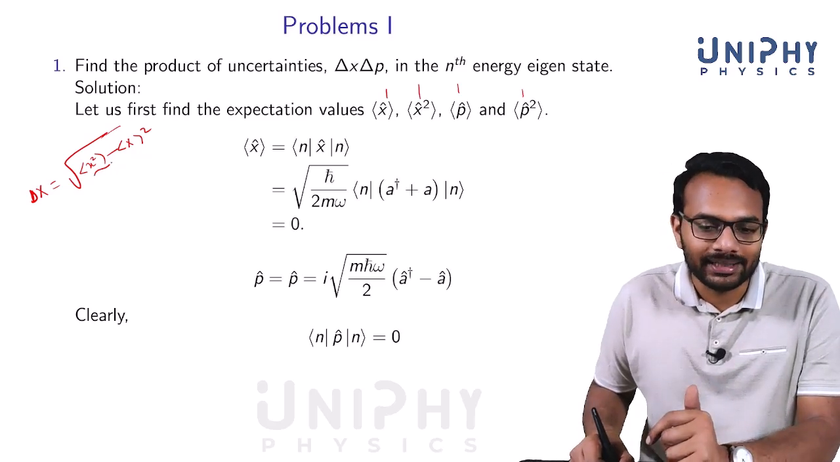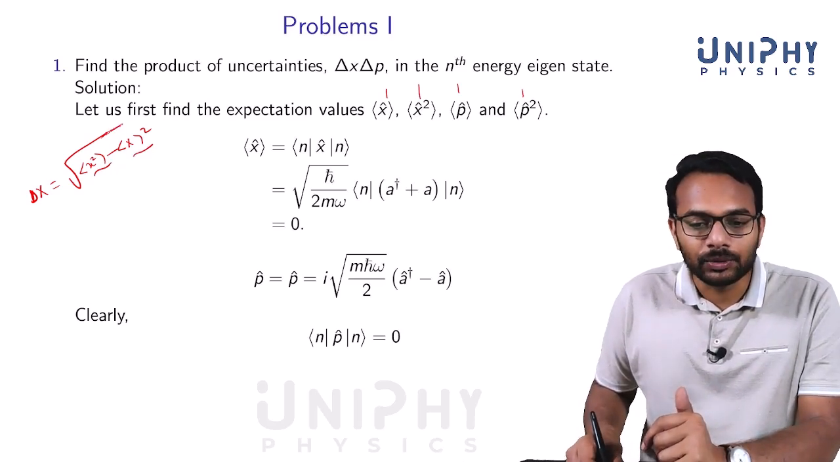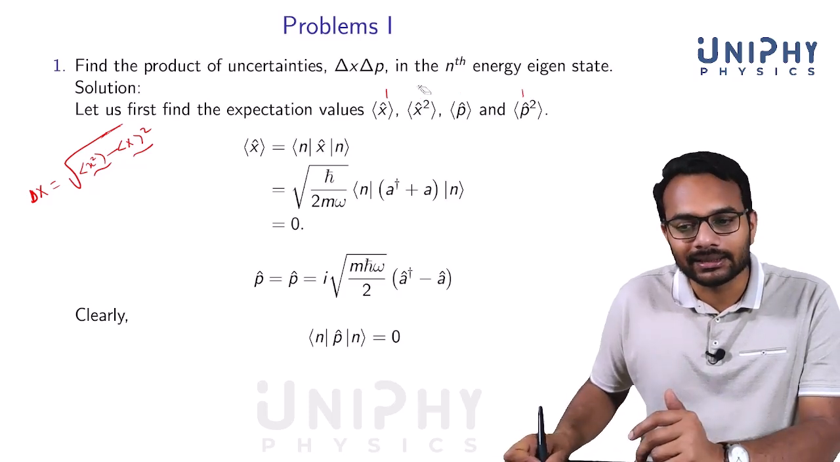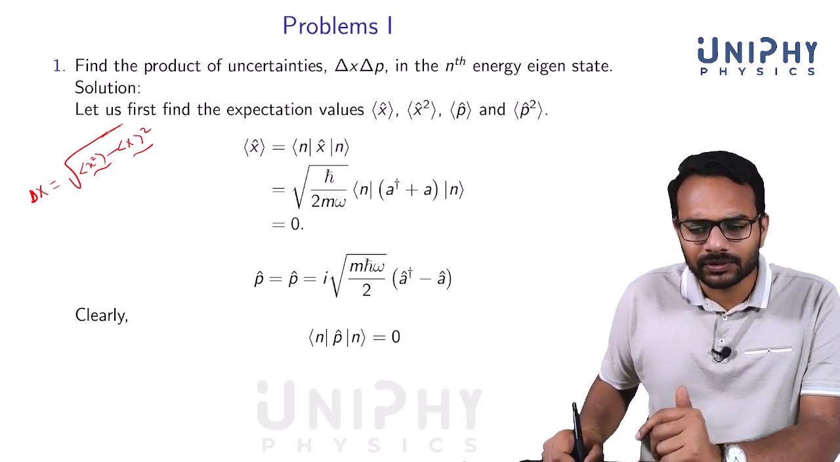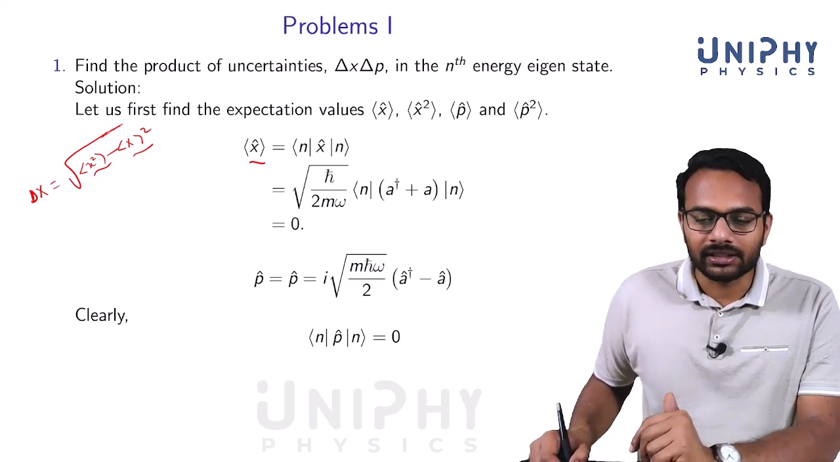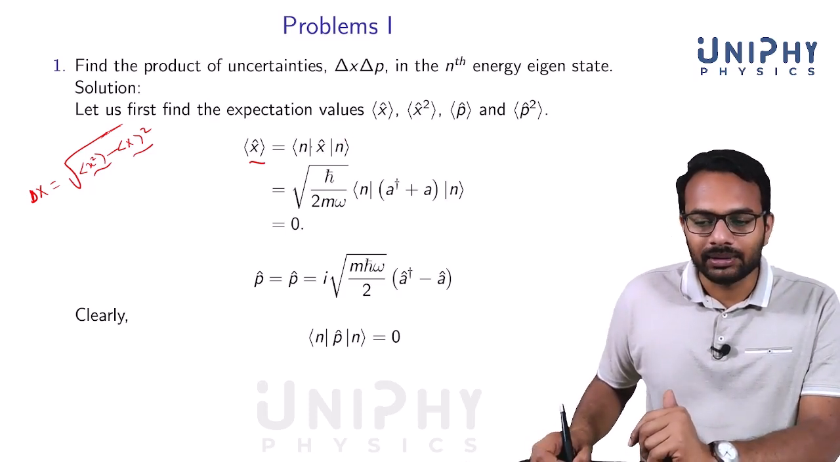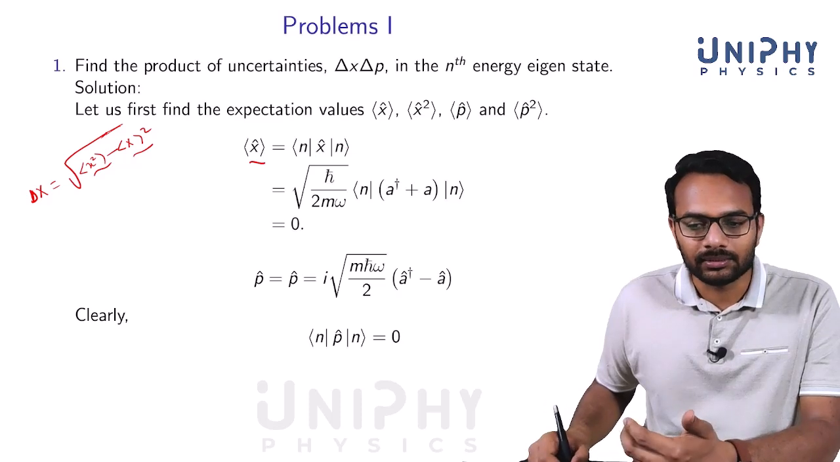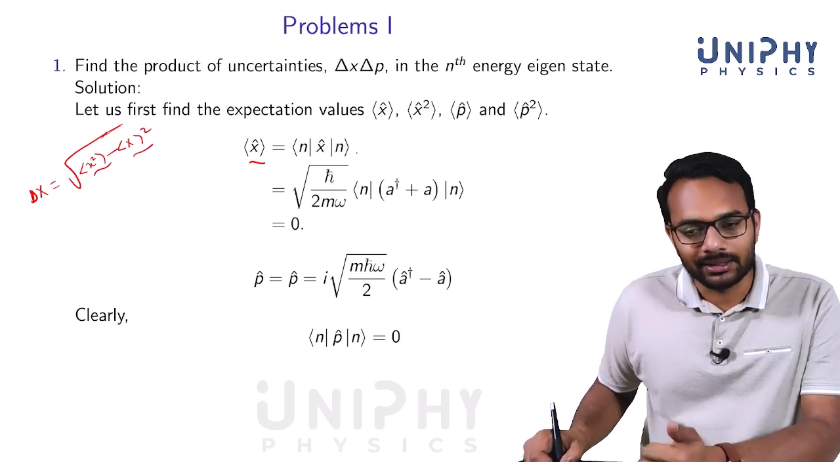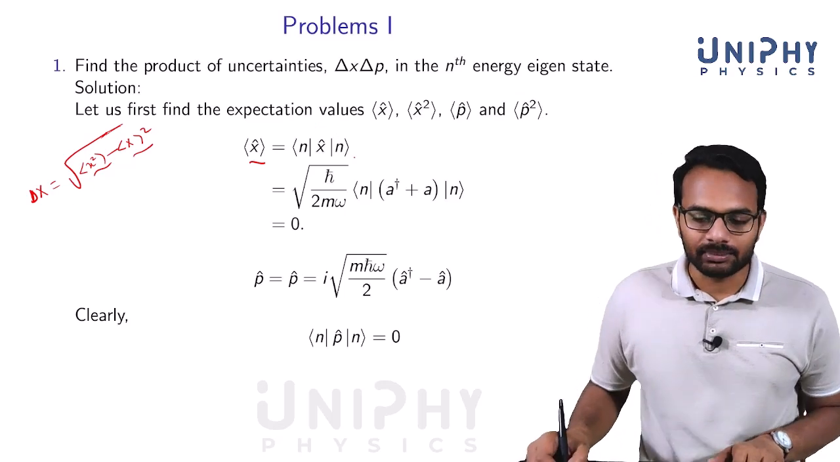We find these expectation values by using the given state. Here the state is given as the nth energy eigenstate. So let's first find the expectation value of x. We are finding the expectation value of x in the state n, so it's bra n, x cap, ket n. This is the expectation value.